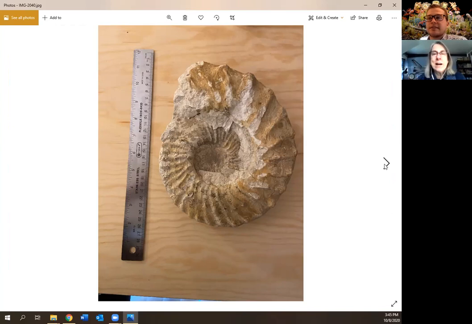Now, how did I know it was Texas? Ammonites, all right, these are cephalopods. These are distant relatives of modern squid and octopus. They were very abundant during the Mesozoic era. The same time dinosaurs were flourishing on land, these guys were just owning the oceans.